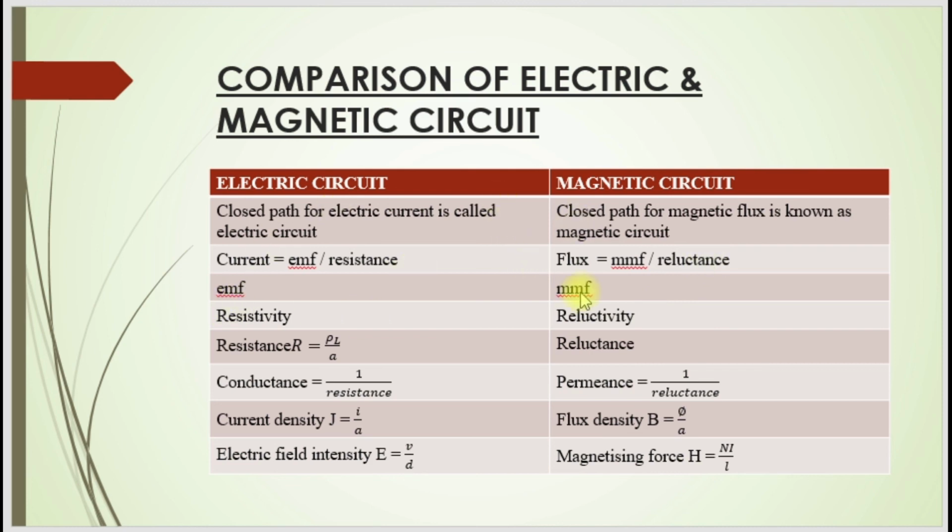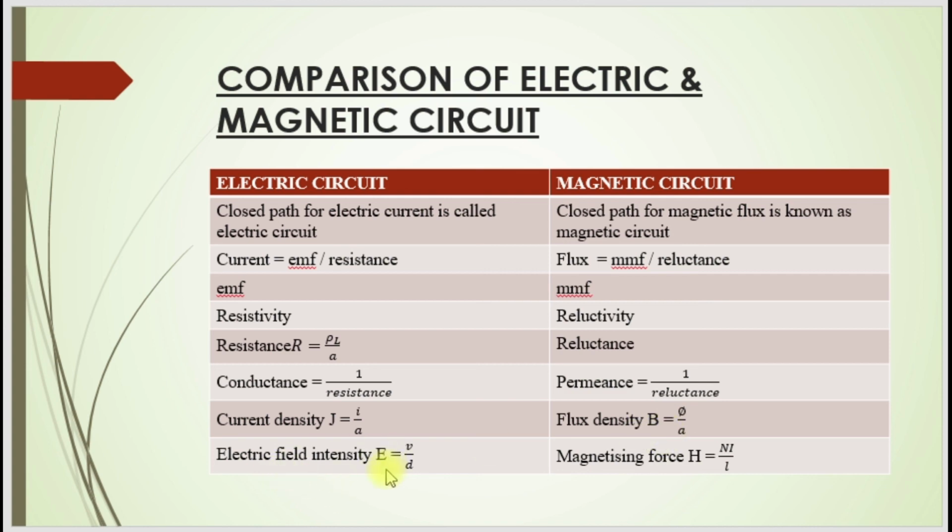So EMF is equivalent to mmf and resistance is equivalent to reluctance. Resistivity is equivalent to reluctivity. Conductance is equivalent to permeance. Conductance means 1 by resistance and permeance means 1 by reluctance. Current density means current per unit area, which is equivalent to flux density, which is flux per unit area. Current density is denoted by letter J and flux density by letter B.